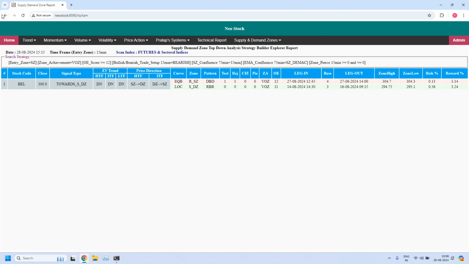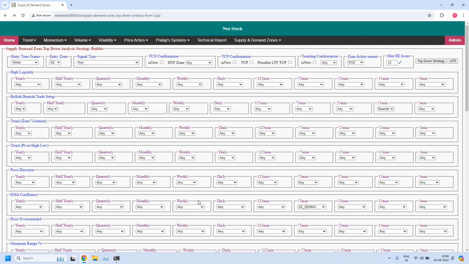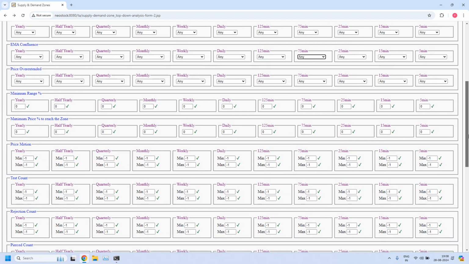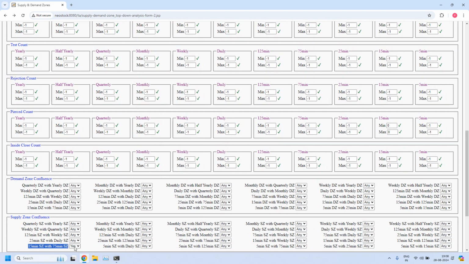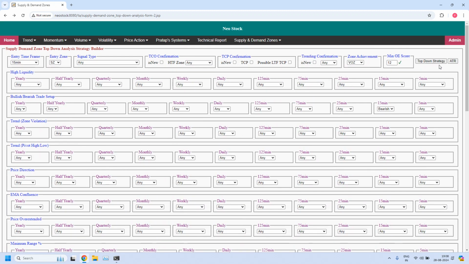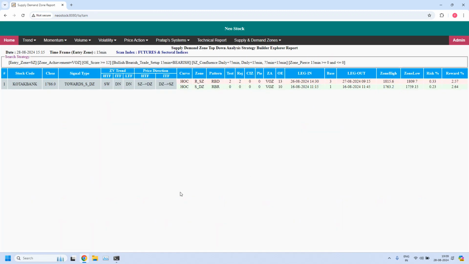Okay, now one more setup. Let's remove this EMA confluence. Now we look for LTF, ITF, HTF confluence. In the supply zone confluence, 15 minute supply with 75 is already enabled. 15 minute supply zone with daily supply zone we are enabling now. And 75 and daily confluence also we are enabling. That is LTF, ITF, HTF confluence. That is 15 minutes, 75 minutes, daily supply zone confluence. Only one stock is filtered.